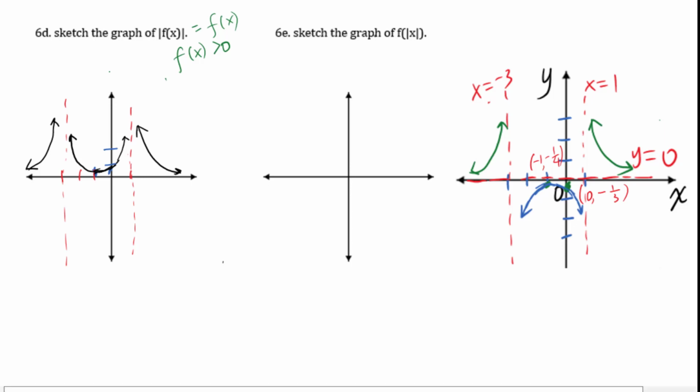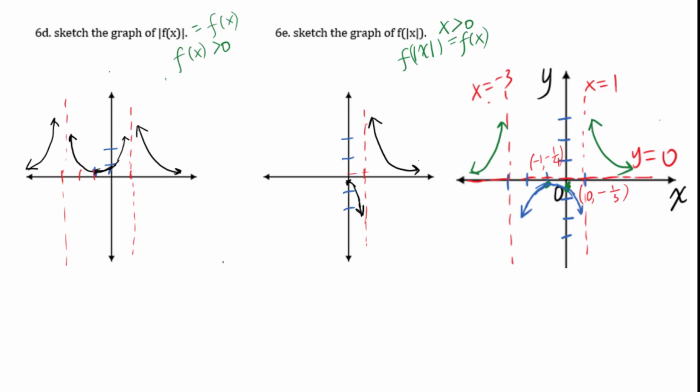For 6E, sketch the graph of f of absolute value of x. When x is greater than 0, f of absolute value of x equals f of x, which means the graph on the right side of the y-axis will stay. The graph on the right side of the y-axis will stay, then reflect across the y-axis. Don't forget the vertical asymptote line also reflects. So the graph will be like this.